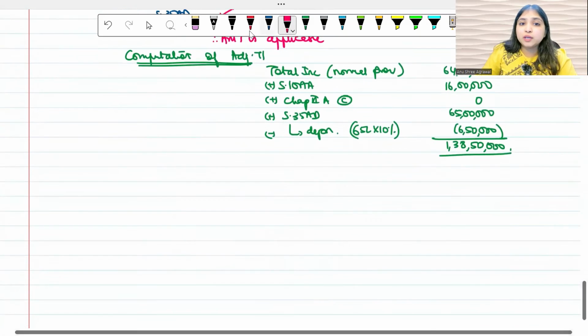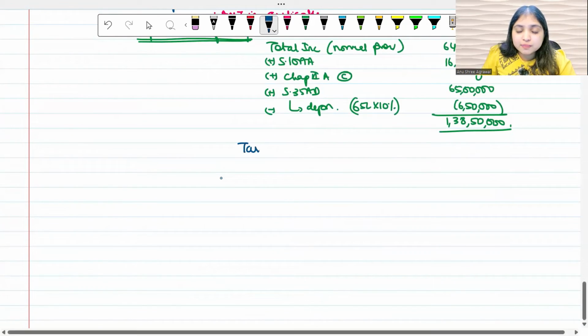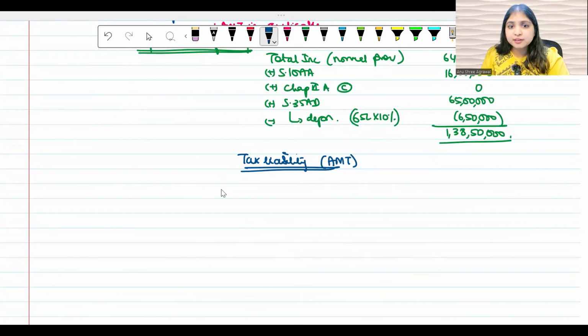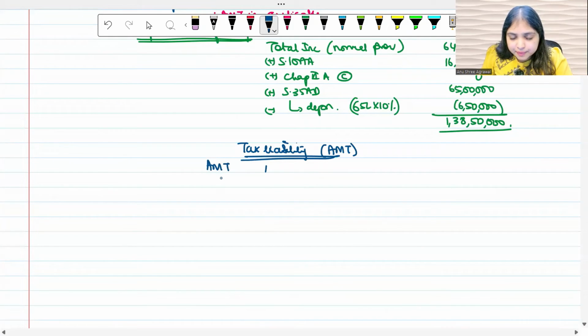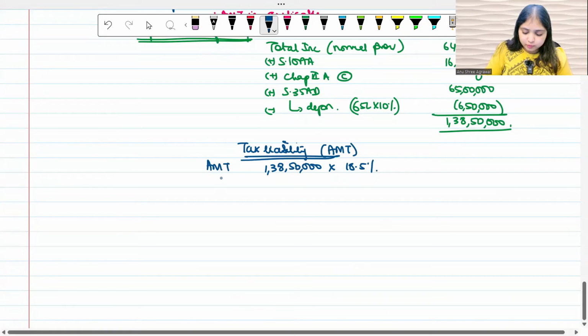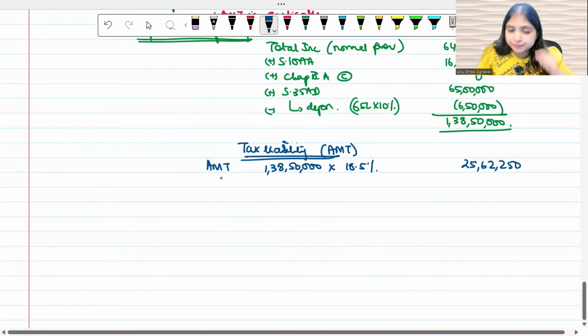Now, once I conclude that AMT is applicable, what's going to be the tax liability of the assessee as per AMT? What's the percentage under AMT? The percentage is 18.5%. Right? So if I do the math, it will be something like this. The AMT will be 1,38,50,000 into 18.5%, which will work out to 25,62,250.